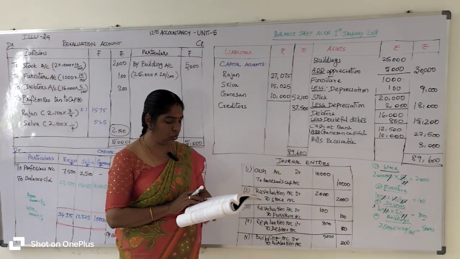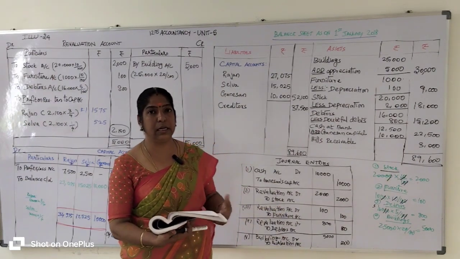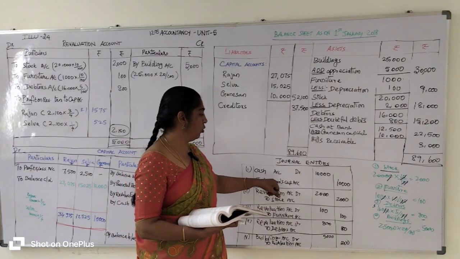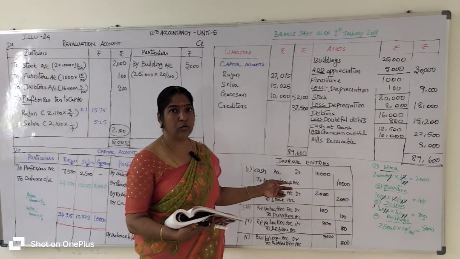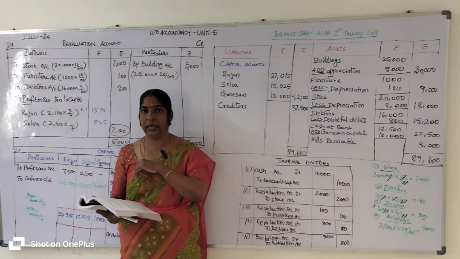Ganesan brings 10,000 rupees as capital for 1/5 share of profit. What is the journal entry? Ganesan brings cash as capital. So cash account debit to capital account 10,000 rupees. There is no revaluation account involved, so there is no need to enter the revaluation account.